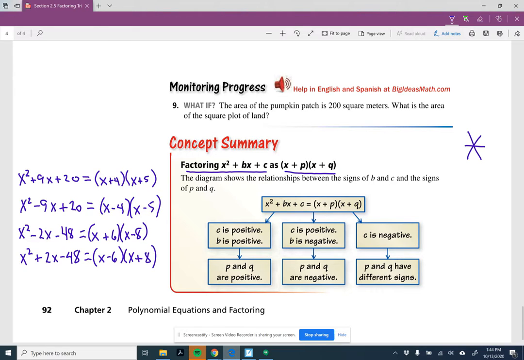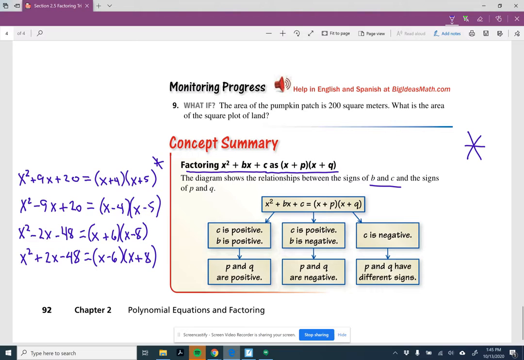The examples that we just looked at are helpful as we look at the relationship between the b and the c and the signs of our different factors. So let's look at what we have. If c is positive and b is positive, then both the p and the q are positive. That's this first example right here. X squared plus 9x plus 20 factors as x plus 4 times x plus 5.